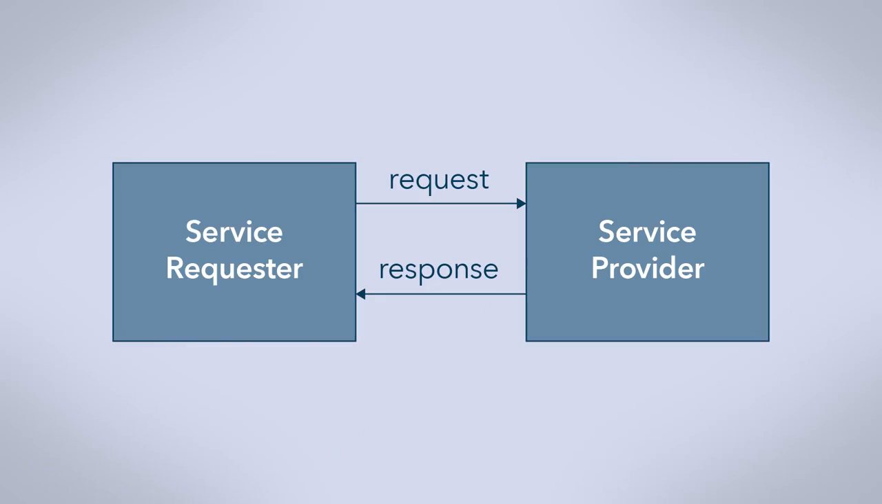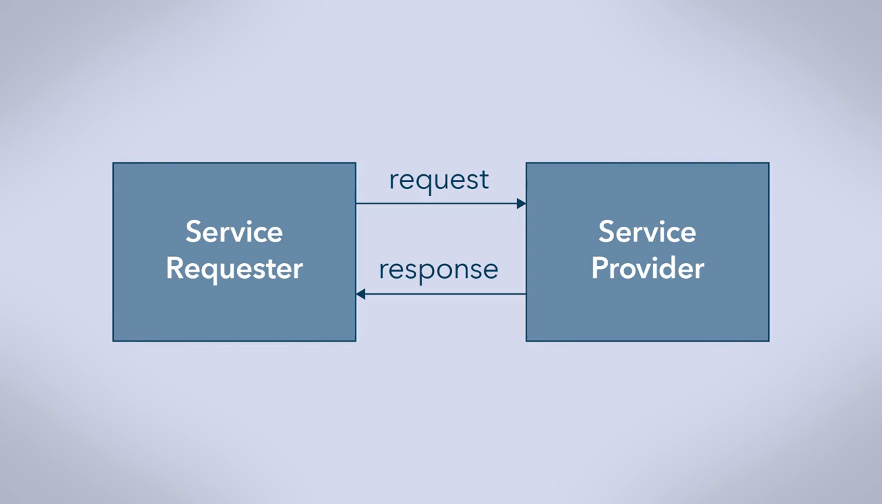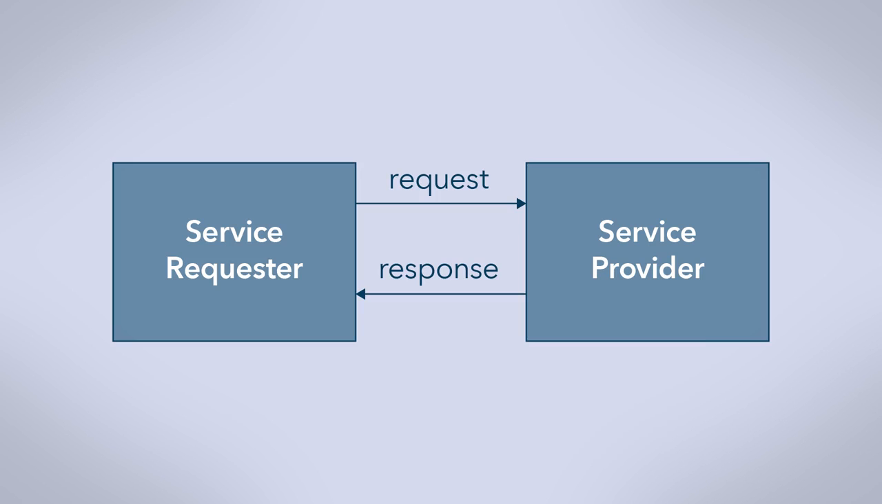There are 4 basic messaging patterns possible. Request-response. The request-response pattern is when the service requester first sends a message, then receives a reply from the service provider. This process is synchronous. It can be implemented over HTTP, which is inherently synchronous. The currency exchange example used a request-response messaging pattern.